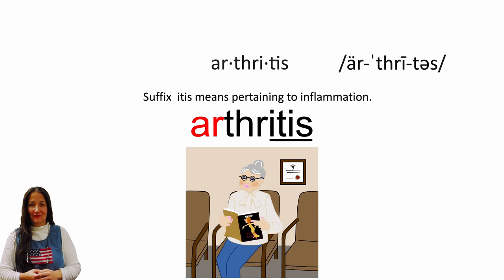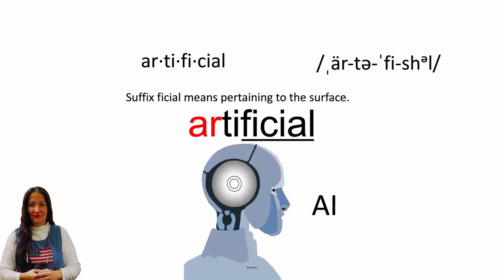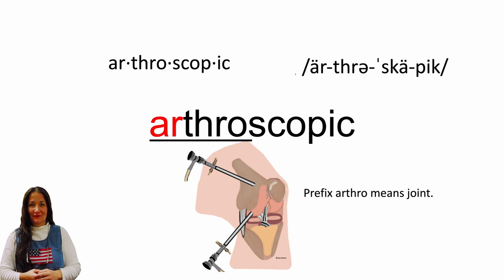Arthritis. The suffix itis means pertaining to inflammation. Artificial. The suffix ficial means pertaining to making. Artificial being the machines of AI, artificial intelligence. Arthroscopic. The prefix arthro means joint.